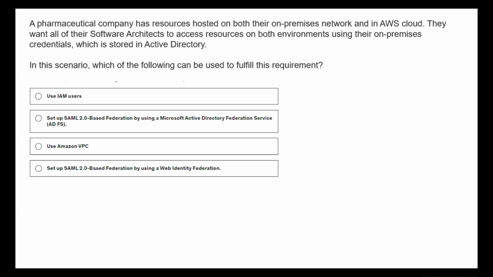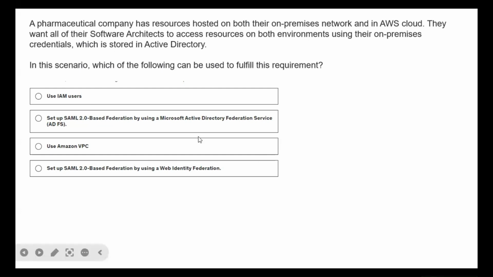A pharmaceutical company has resources hosted on both their on-premise network as well as in the AWS cloud. They want all of their software architects to access resources on both environments using their on-premises credentials, which are stored in the Active Directory. Okay, so in this scenario, which of the following can be used to fulfill this requirement? There is already a set of credentials stored in an Active Directory in the on-premise environment. So how do they use those credentials for accessing the resources in the AWS cloud?